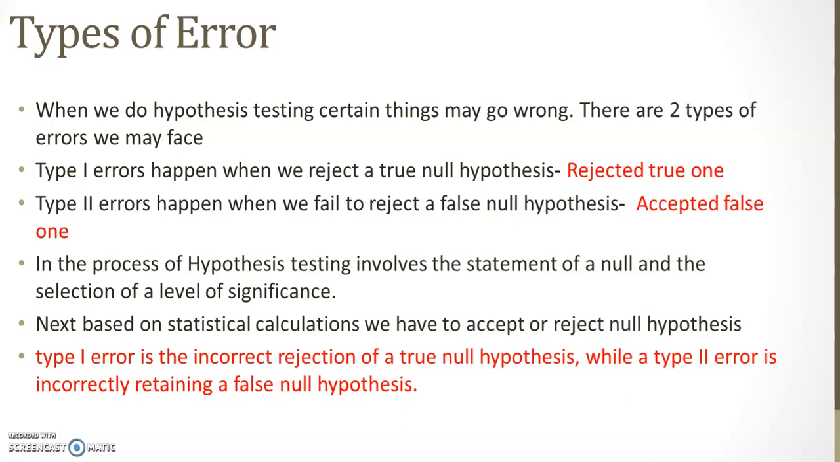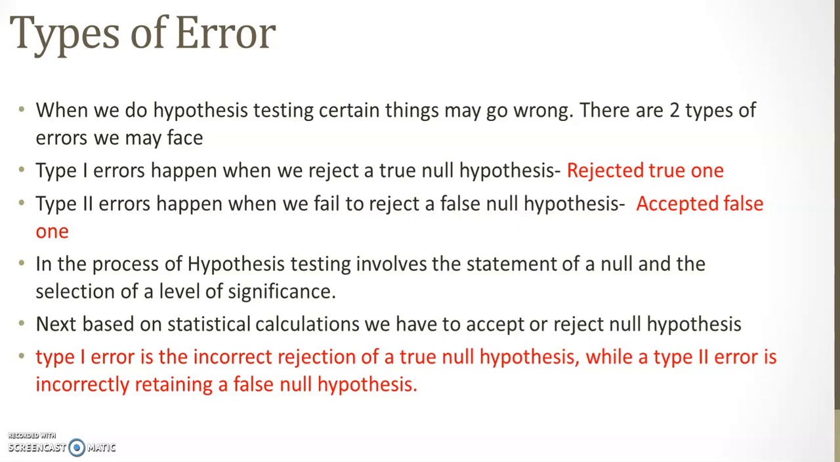Now I want to give an explanation of type 1 error and type 2 error. What is type 1 error? Type 1 error is rejecting a true null hypothesis. It is otherwise called a false positive. Type 2 error is accepting a false null hypothesis. It is otherwise called a false negative.